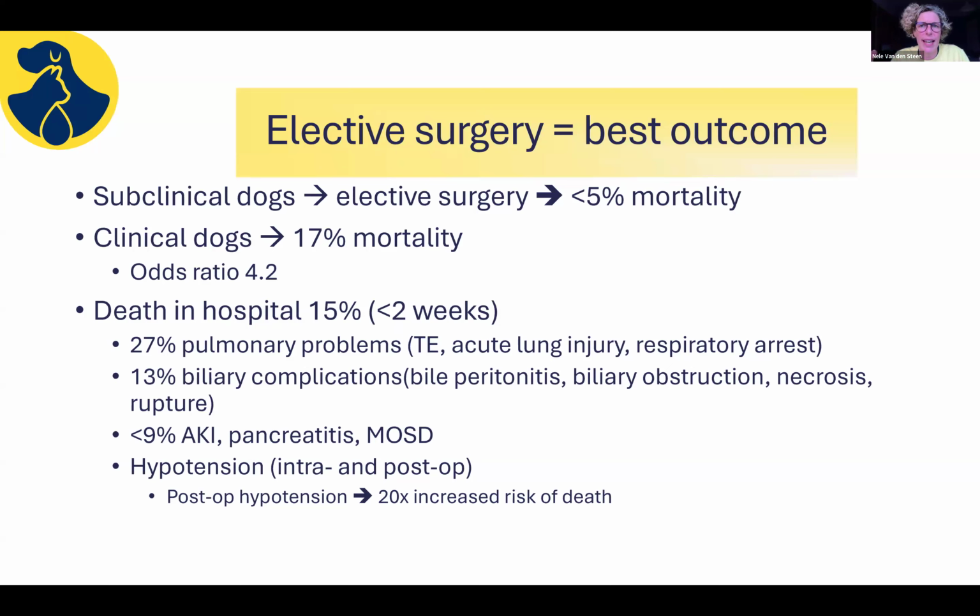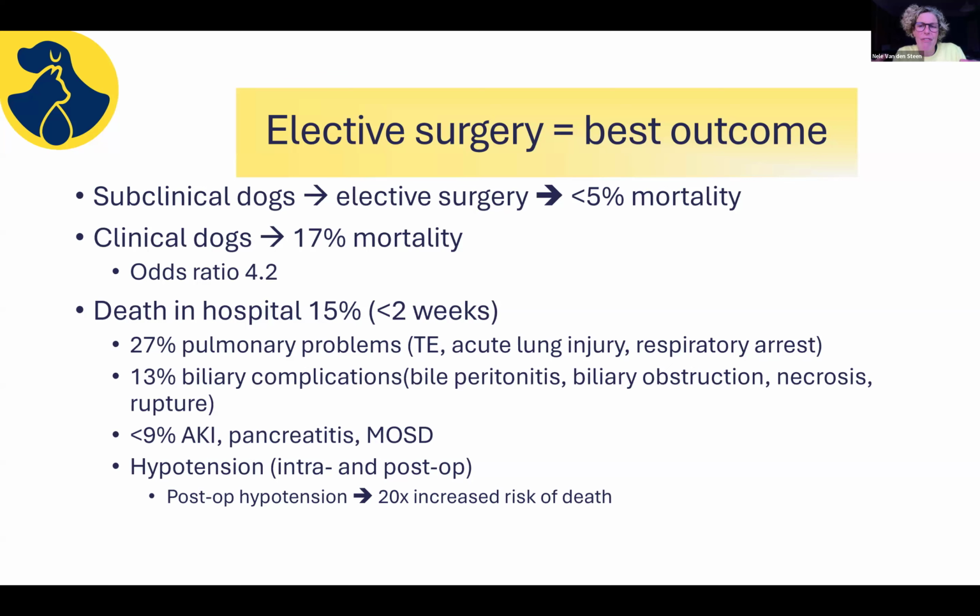But if you even look at the elective surgery, you have to explain to the people, your dog is well for the moment, we're going to take him to surgery, but there is a 5% chance that your dog won't make it out of the hospital. And people find that hard to deal with, definitely in dogs that are asymptomatic.